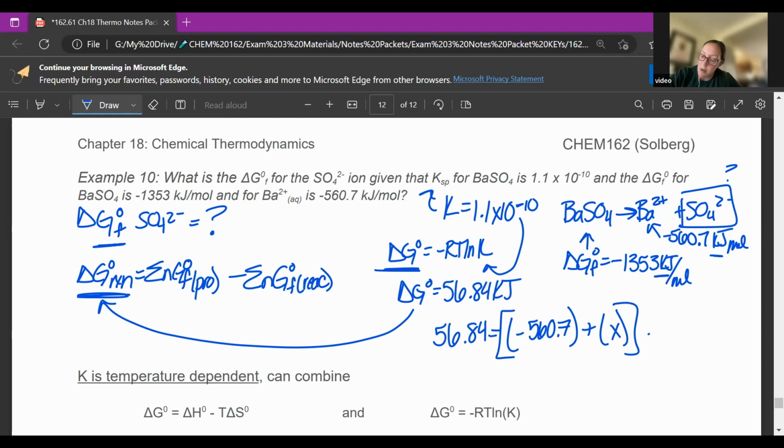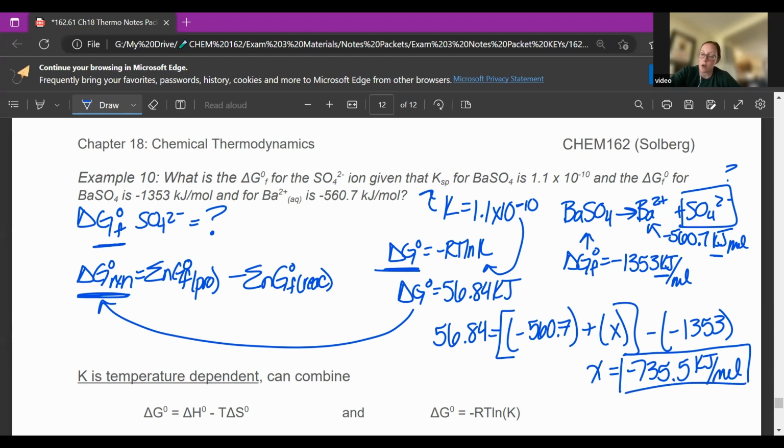It's products minus reactants. The reactant is negative 1353. Okay, and you should get, once you do your algebra, that X is negative 735.5 kilojoules per mole. That would be the delta G formation of that missing ion in this equation.